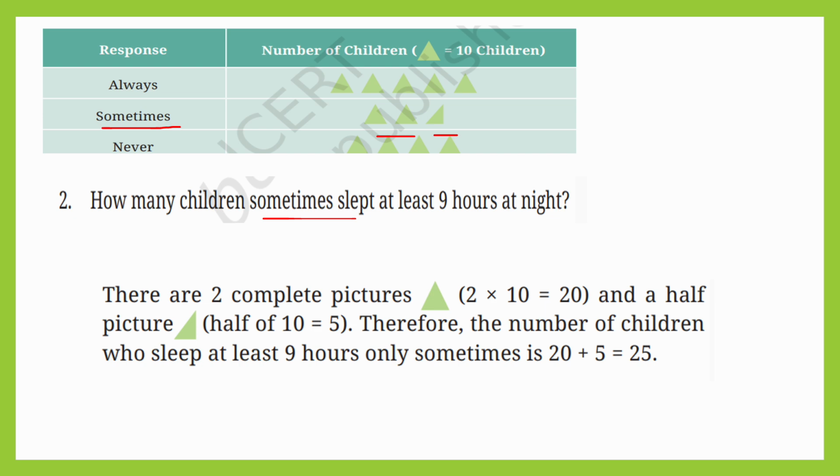See, there are 2 complete pictures. Triangle 2 into 10 equal to 20. And a half picture. So, half of 10 is 5. Therefore, the number of children who sleep at least 9 hours only sometimes is 20 plus 5, that is 25.